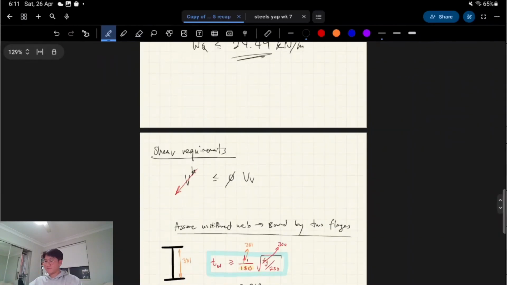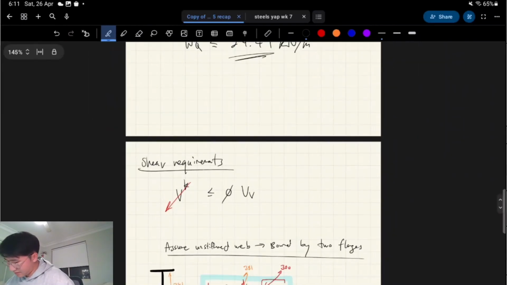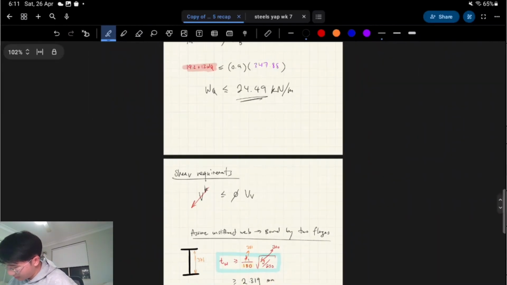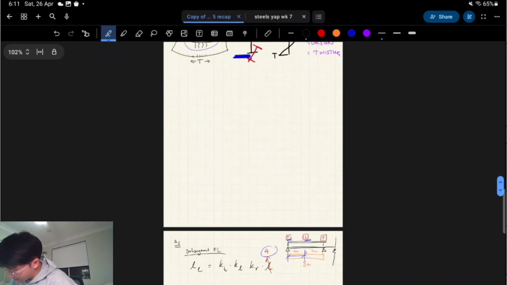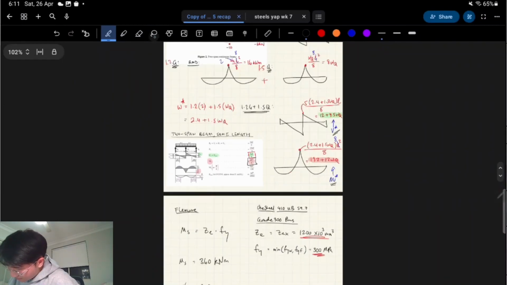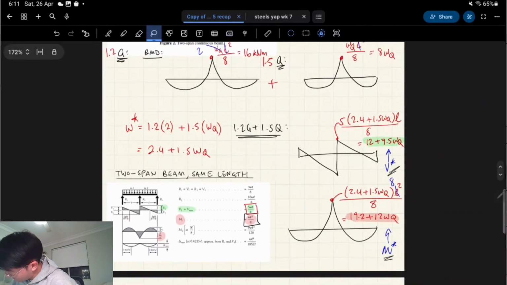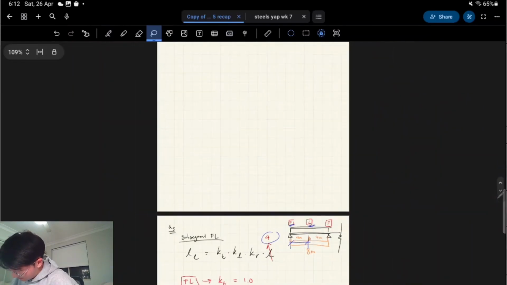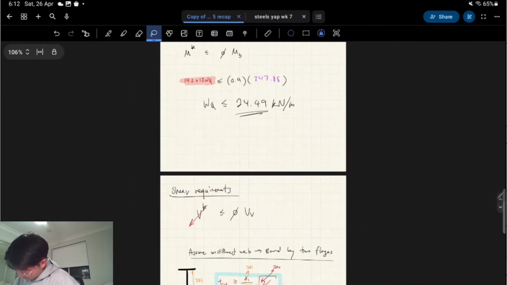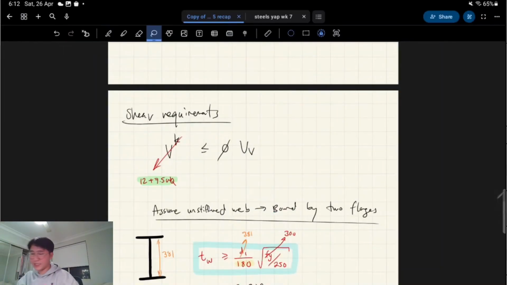Now we have to check shear. So for shear, sorry, I'm going to have to re-upload my notes earlier. Let's go up and find it, but we did nab it from earlier. This one. So here's our shear. Yep, so that's our shear value.